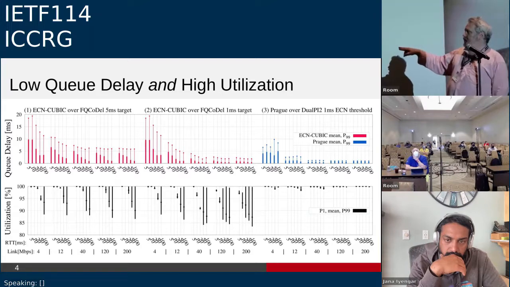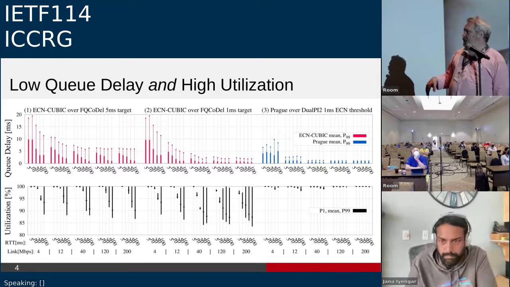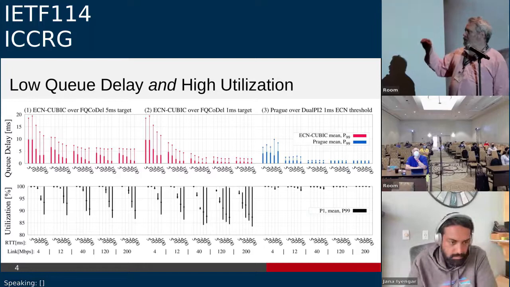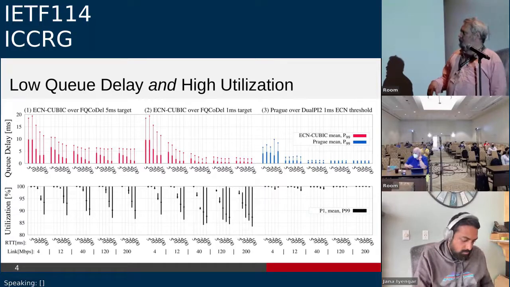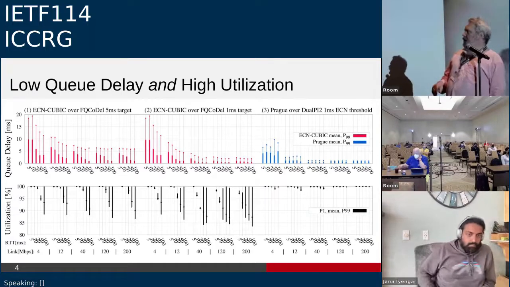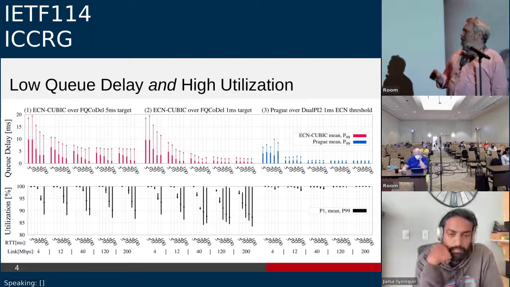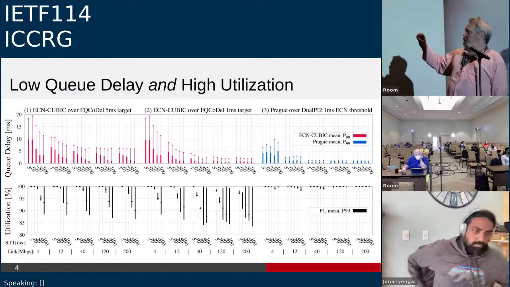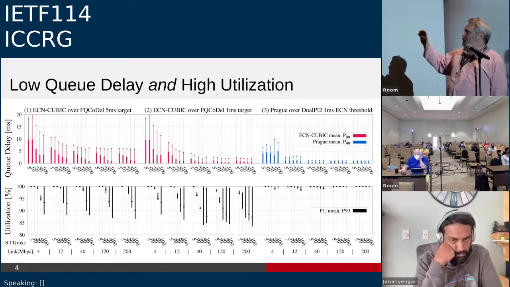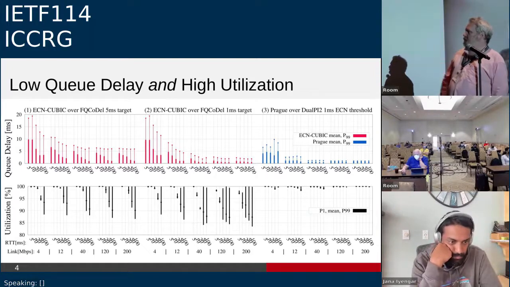The horizontal axis is a range of 5 link rates and 5 round trip times. So you've got 25 different cases for each column. And you've got Q delay and utilization as shown in the previous plot, now shown here. And you can see as you push down the Q delay set point for FQ-CODEL from 5 to 1 millisecond, you do get lower mean delay, which is the blocks, and you do get lower 99th percentile delay, which is the little dots on top, but you lose out on utilization.